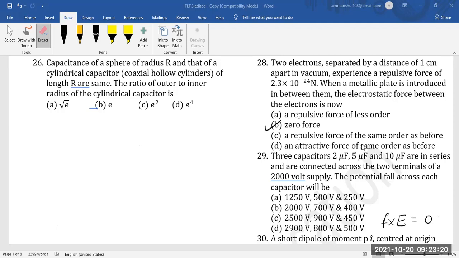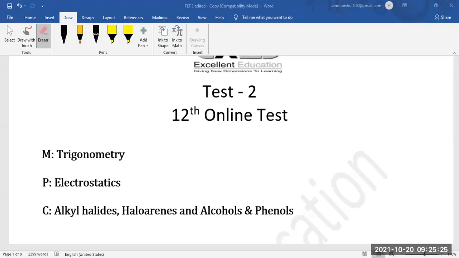So we are discussing the FLT3 paper. This is question number 26. I'll show you the topics. So these are the topics for the test. We will be discussing the electrostatics part of physics. So let us begin from question number 26.